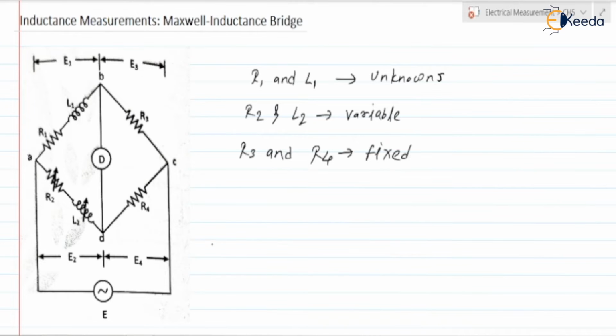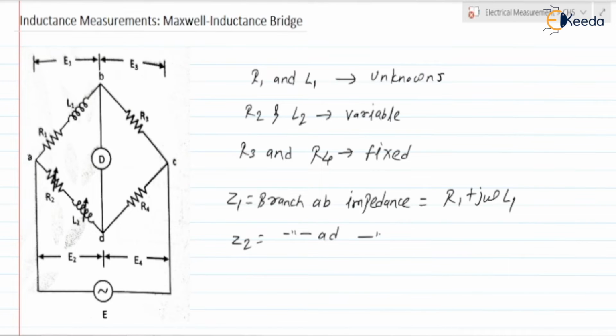Values are known. Now as we know at bridge balance, before that let us first find the impedance in the branch AB. Z1 is equal to the branch AB impedance, right? So it is a combination of resistor and the inductor. So can we write it as R1 plus j omega L1, right? Similarly, we can write Z2 is equal to the impedance of branch AD. It is equal to R2 plus j omega L2.